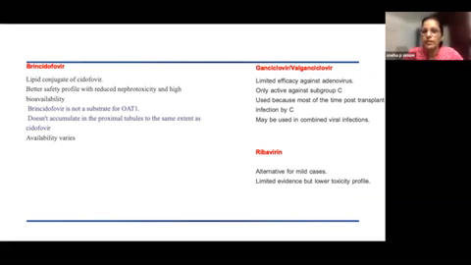Ganciclovir and valganciclovir have limited efficacy against adenovirus. They are active only against subgroup C, but we have the advantage that kidney infection is mainly caused by subgroup C. So it can be used in renal involvement, but the benefit is less. Some case reports show improvement with ganciclovir treatment also. It may be used in combined viral infection. Ribavirin is an alternative for mild cases, with limited evidence but a lower toxicity profile.